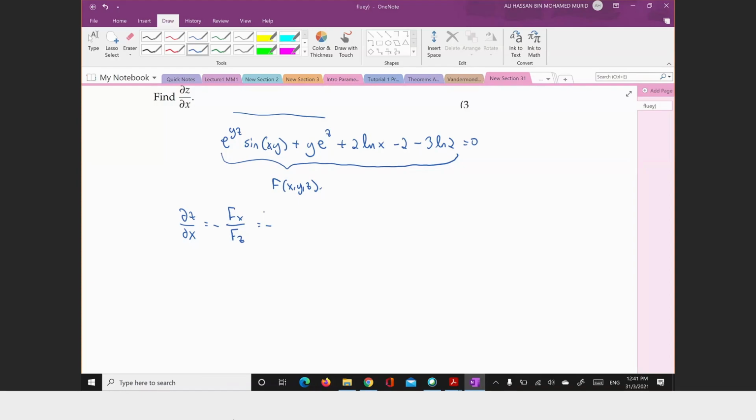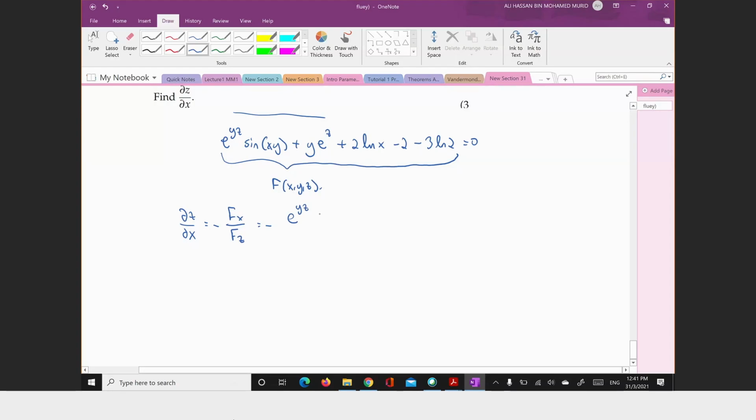Look at terms containing x only. We have sine, right, containing xy. So if we differentiate that with respect to x, treating y and z as constant, you get e to the power of yz.